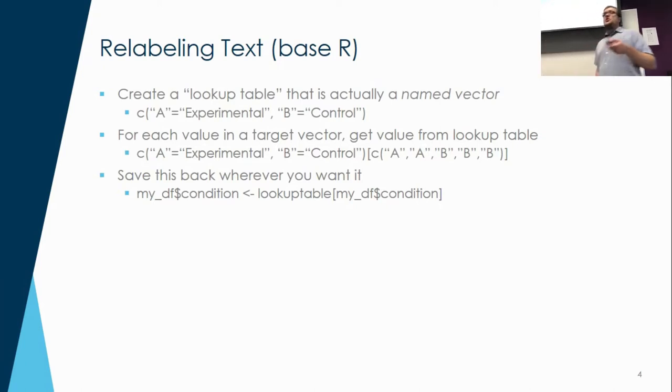In SPSS terms, this is kind of the same as when you have a nominal or categorical variable that has a value in your data set, but then you go over into that values tab and define it something else. That's what this is. So a named vector is essentially one in which you have both keys and values. In this case, we have a key of A and a value of experimental, a key of B and a value of control.